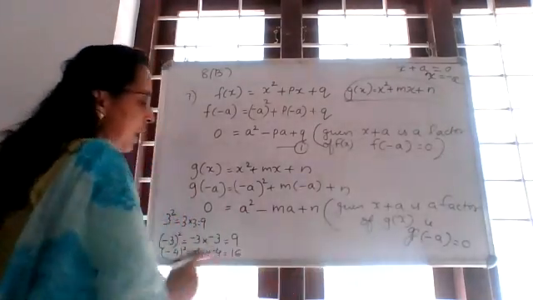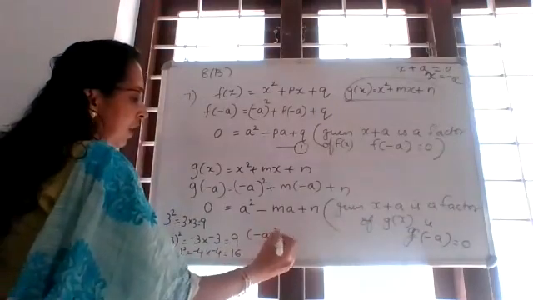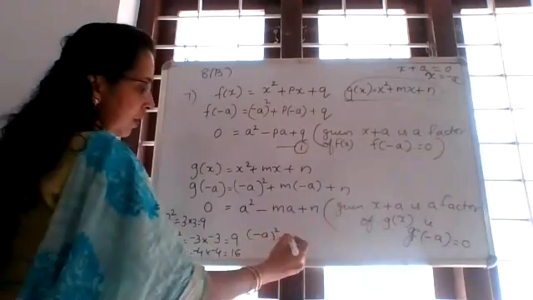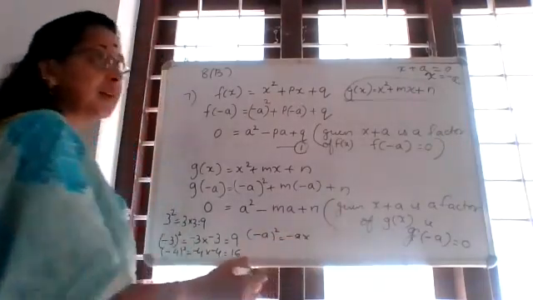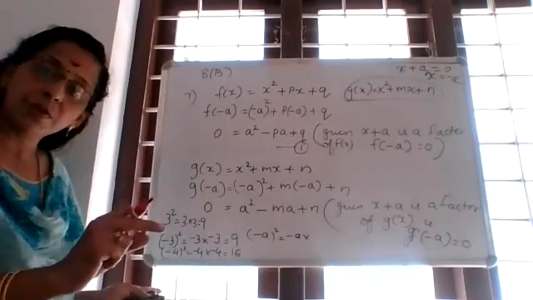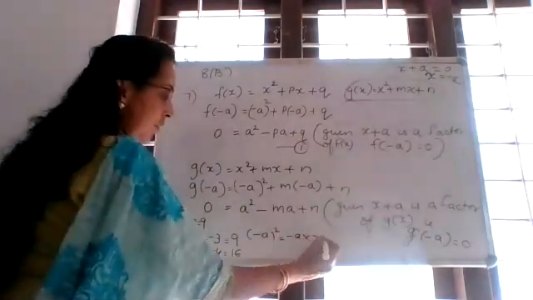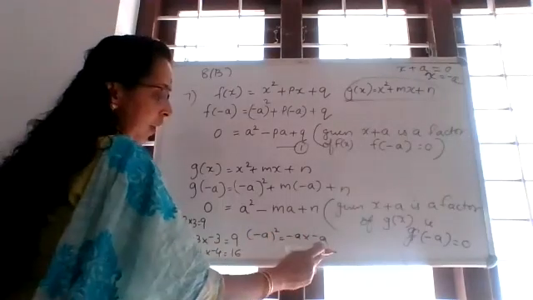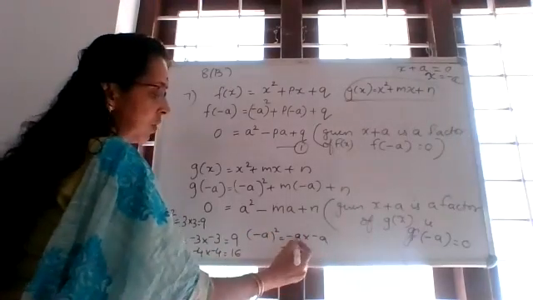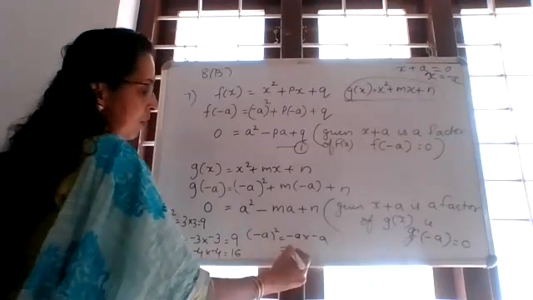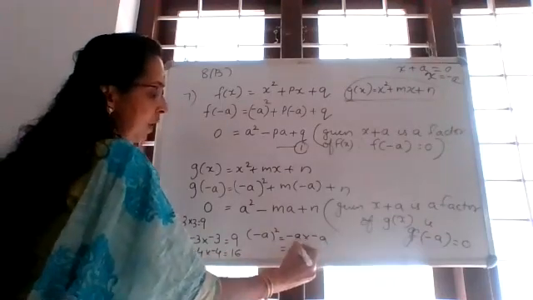Same way, what about negative a square? Negative a into negative a, same as negative 4 into negative 4. So negative a into negative a is what? Same as this one, positive a into a, which is a square.